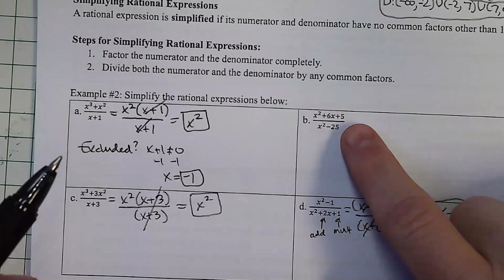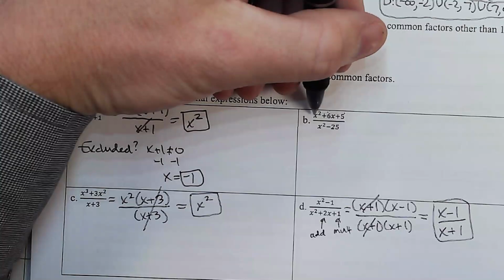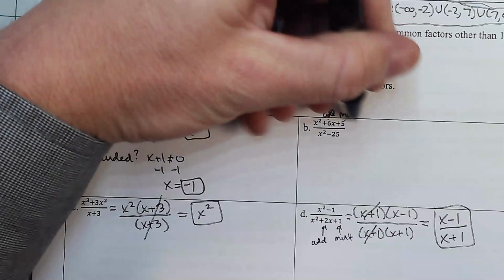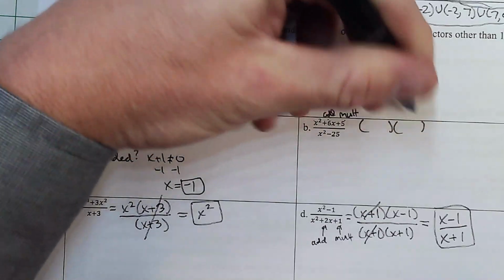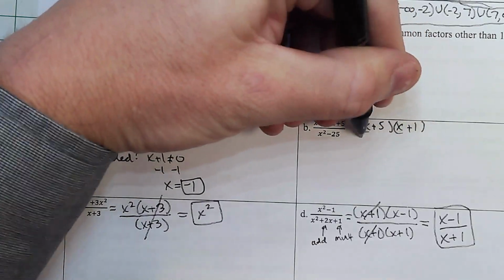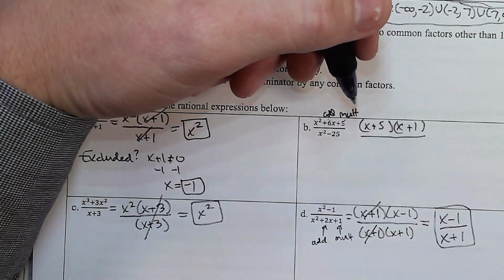Let's look at the top here. It's a trinomial. Okay, a equals 1, so we can play the what multiplies to 5 game and adds to 6. What multiplies to 5 and adds to 6? Good. 5 and 1. 5 plus 1 is 6. 5 times 1 is 5.